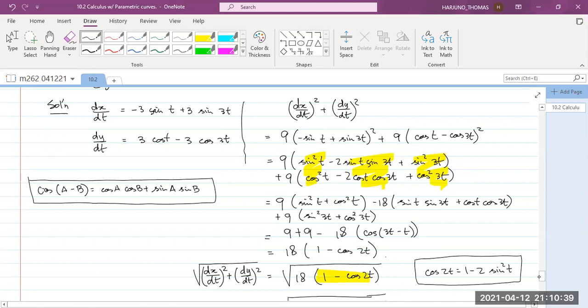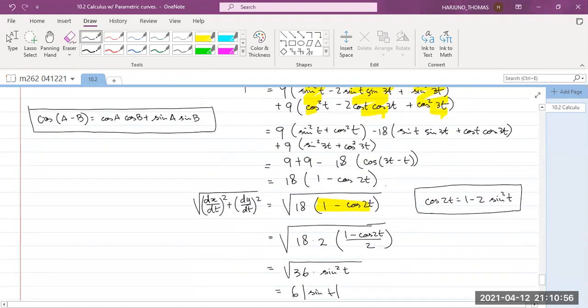I have a question, Thomas. This might be a dumb question, but I can't see how you got the sine squared t from 1 minus cosine. I don't know how you manipulate that. Okay, now what I do is I multiply and divide by 2. Oh, right, just because they cancel out. So in the next step, these two guys become 36, and this guy becomes sine squared t.